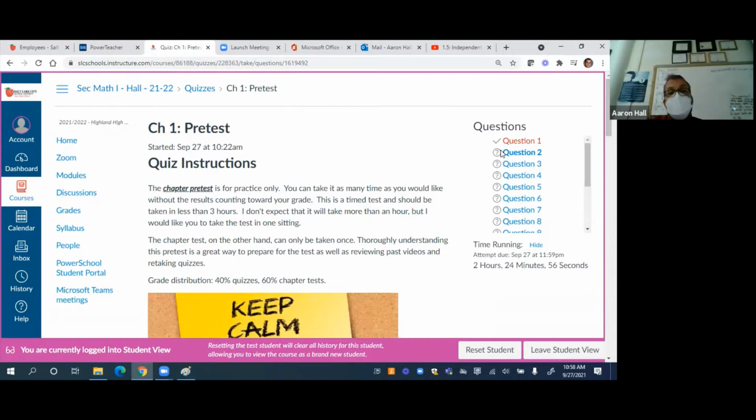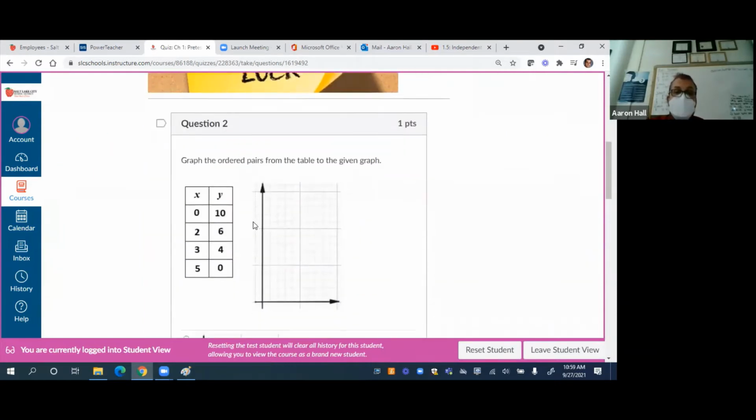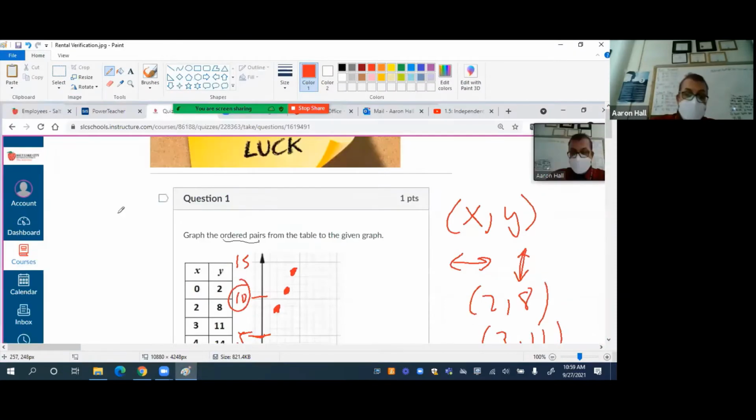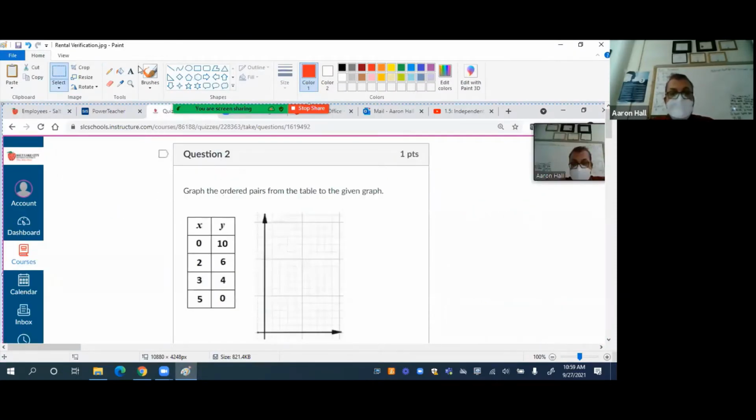Okay, number 2. So now we have a check mark saying I answered that question. If you didn't answer it, then you would still have a question mark next to it. So you can go back. If you end up skipping a question, you can go back and look at any of the previous questions. All right, so next one, we're going to do the same thing with an ordered pair. We have an X and a Y.